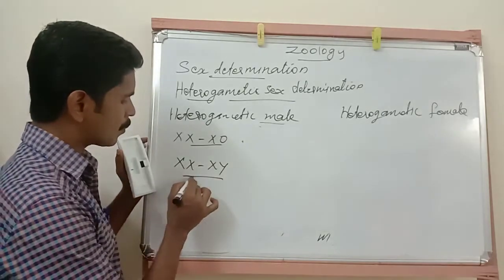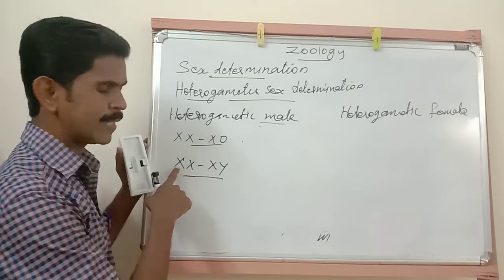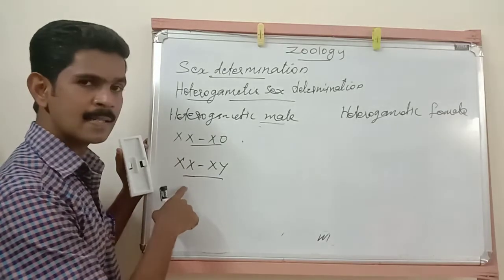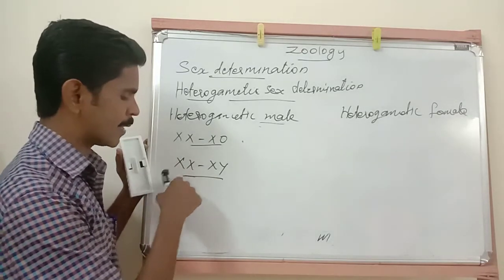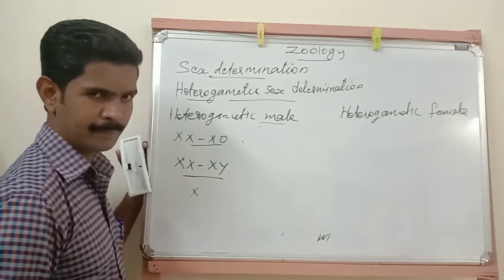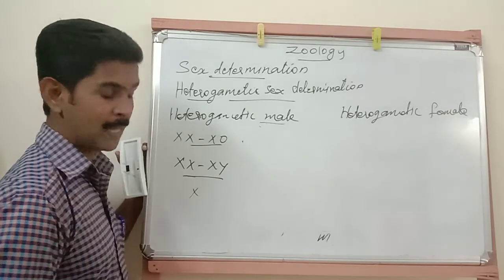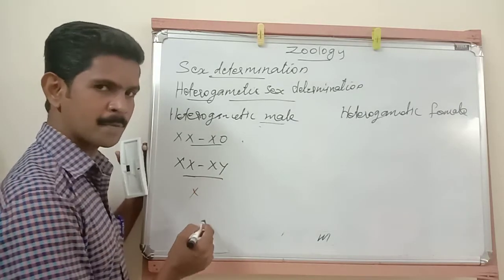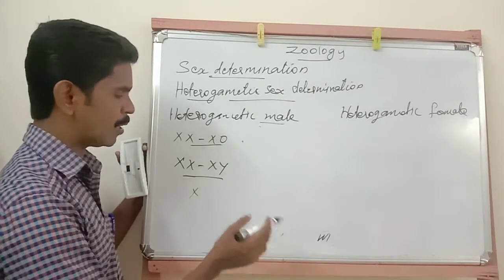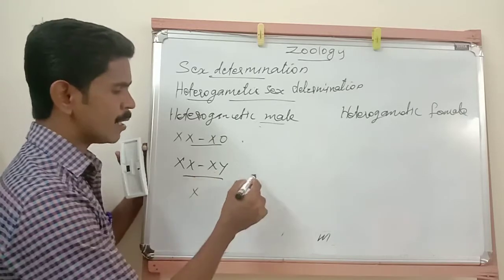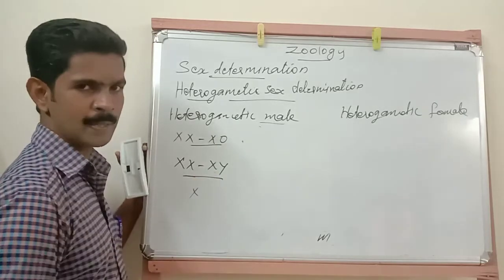The female produces only one type of egg. That egg consists of a sex chromosome. The name of that sex chromosome is X. But the male produces two types of sperms. Male Drosophila produces two types of sperm. In some sperm, X chromosome is there. In some, Y chromosome is there.